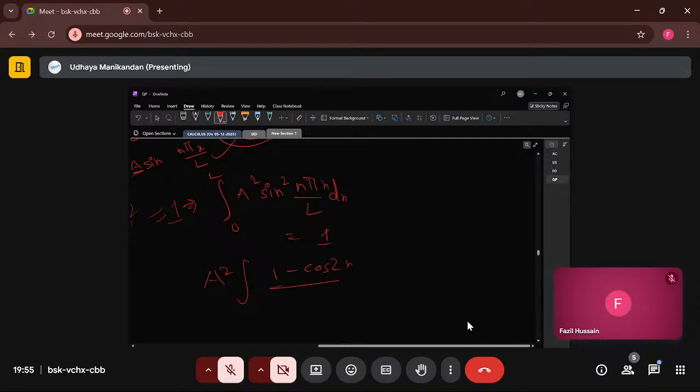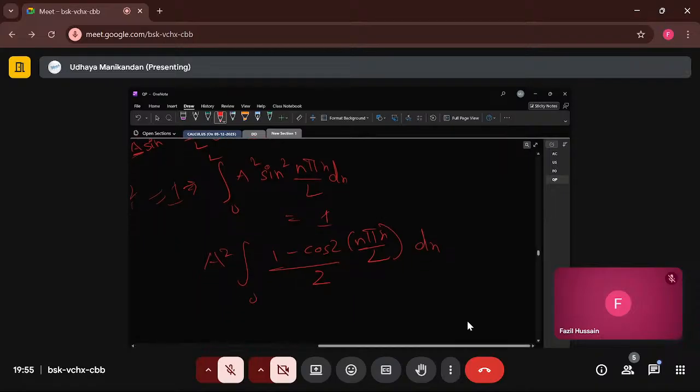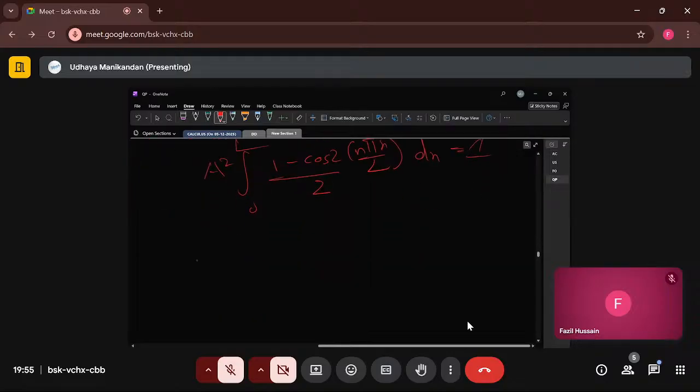So 1 minus cos 2x by 2. Right? What is x here? x is nothing but n pi x by L. So this is what we had, right? 1 minus cos 2x by 2 dx. I just expressed this in that form. Okay, now I have to integrate this. This has to be 1, by the way, right? So I just have to integrate this now. So what is that going to be?